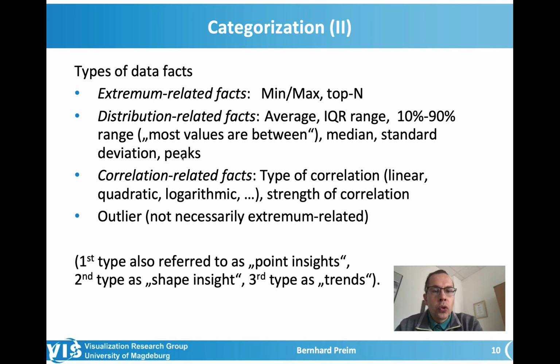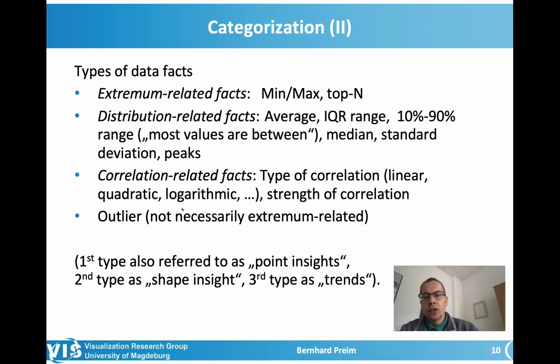Correlation-related facts obviously refer to a certain type of correlation, and I want to really emphasize that there is more than linear correlation. Maybe that's, again, based on my background with medical data. There we often have quadratic correlations, sometimes also logarithmic correlations, so there could be more. The type of correlation is interesting and the strength of correlation.